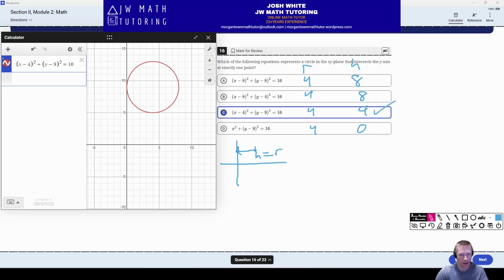Now, if it were asking about the x-axis, then everything would be reversed in that the radius part's the same, but then you'd be checking the k value. And you'd be looking for a radius value which is equal to your k value. That's why in answer choice B, it intersected on the x-axis, because the k value, which here is 4, is the same as the radius.